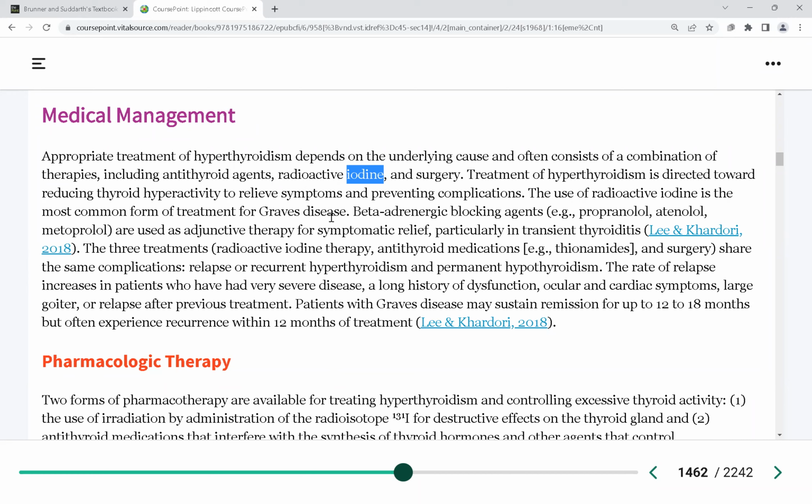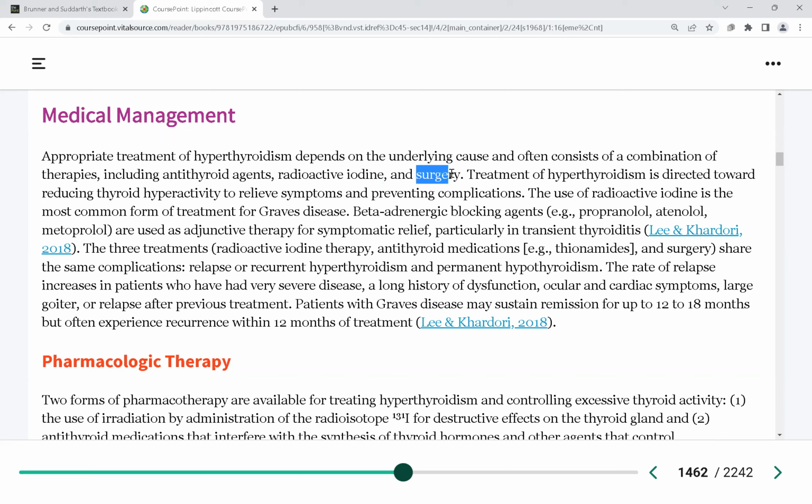Again, the only organ in the body that uses iodine is the thyroid gland. So when you give this patient radioactive iodine, where will this go? The thyroid. The thyroid gland. Okay, so therefore it will destroy or kill the patient's thyroid gland.